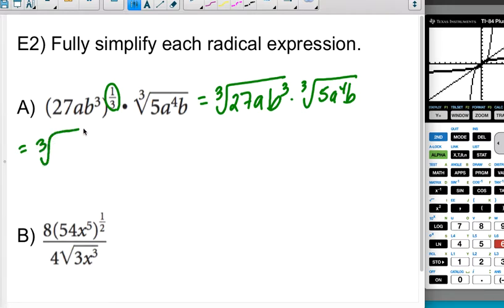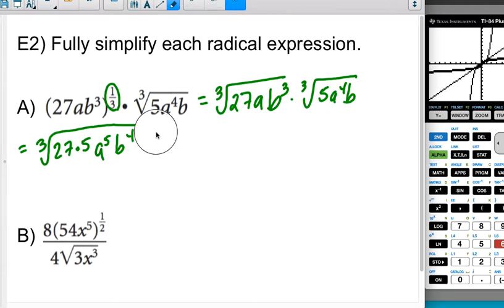Now I'm going to suggest that the best option is to put everything inside one root together first, because sometimes something's going to simplify more than you expected. So I'm going to recognize right away that it doesn't behoove me in any way to multiply the 27 times the 5, because 27 is a perfect cube and 5 is very much not. But it might benefit me to combine some of the a's and b's together. So I'm going to get that this is an a to the 5th and a b to the 4th, right? So that's all combined into one root.